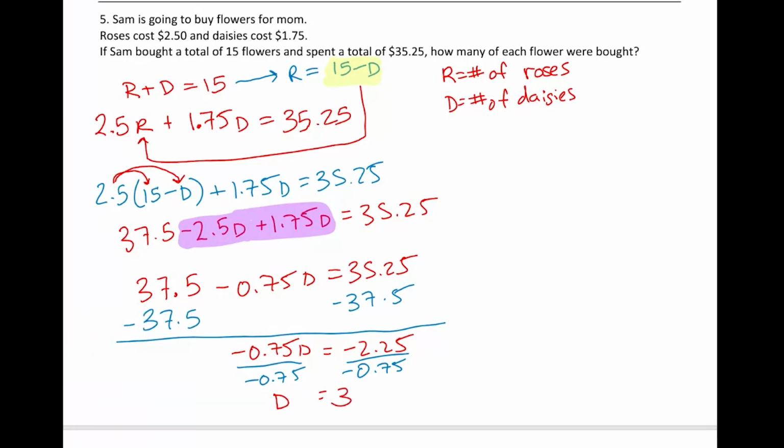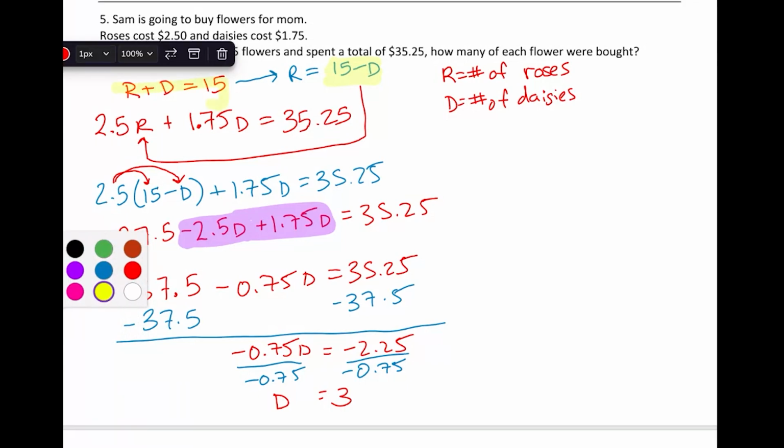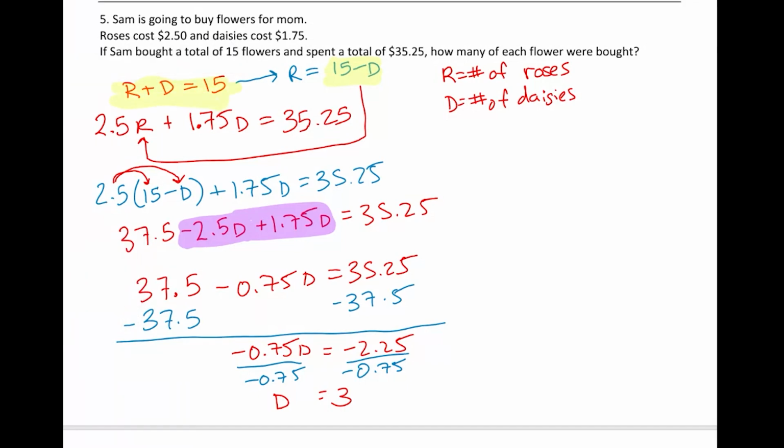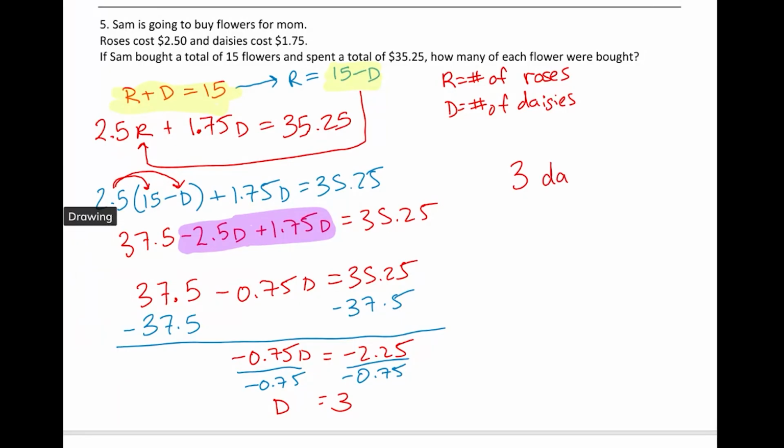So there's a total of 3 daisies, okay? And if there is a total of 15 flowers altogether, 3 of them are daisies, and the other 12 have got to be roses. So we've got 3 daisies and 12 roses.